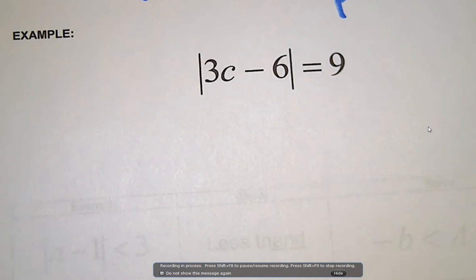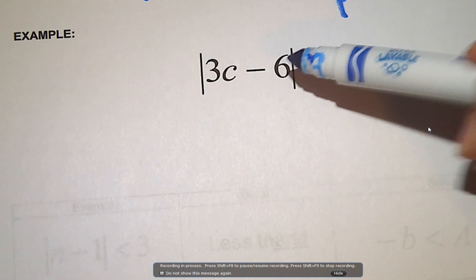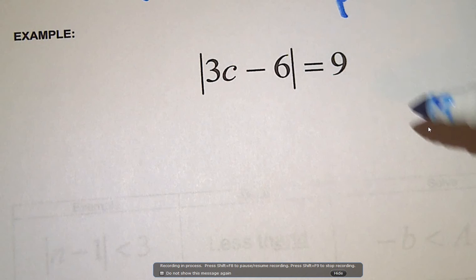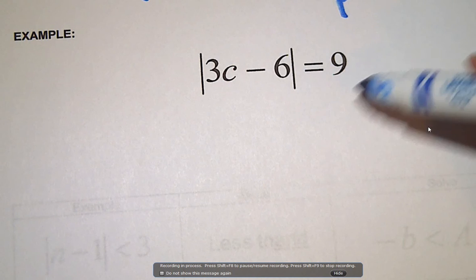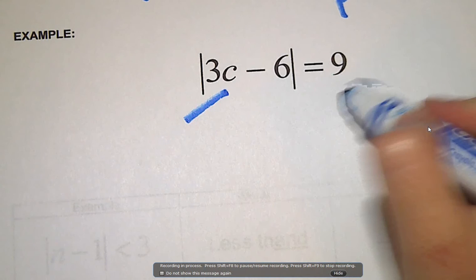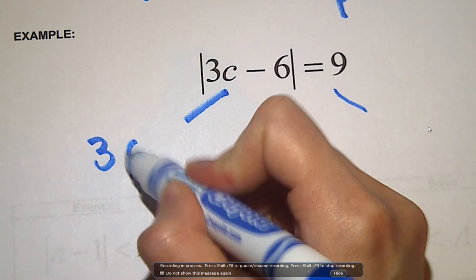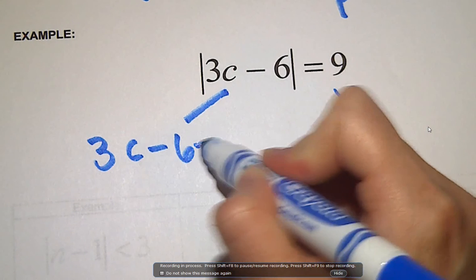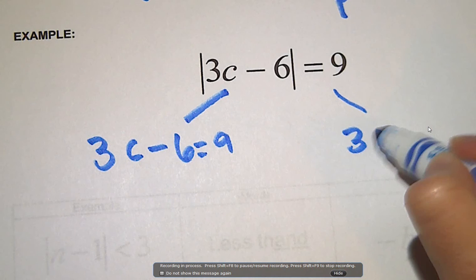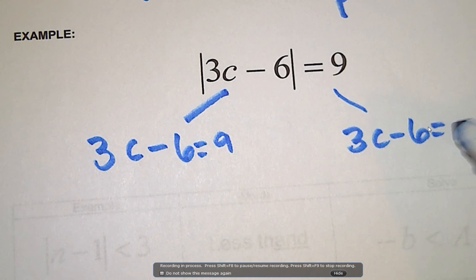So again, this expression we're saying its distance from 0 is 9. So I'm going to solve this as if it could be at 9 or negative 9. So I have two paths here. I solve 3c minus 6 equals 9. And I'm also going to solve 3c minus 6 equals negative 9.